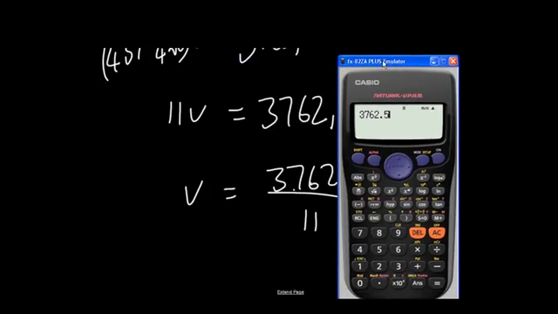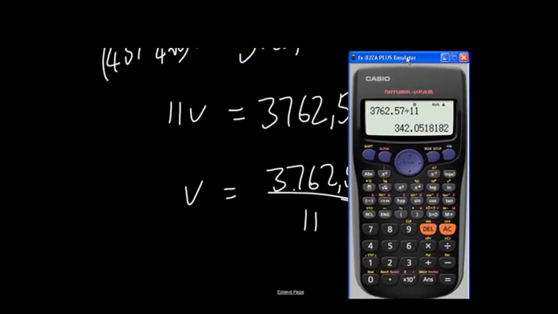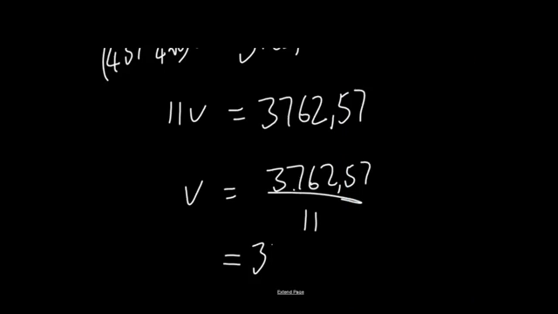3762,57 divided by 11, and we get the speed of sound in this experiment was 342 meters per second, 342,05. If I'm doing two decimal places, it didn't tell me how many decimal places, but I guess that I should really write it as 342,05 meters per second. Okay, there we go. We've worked out the speed of sound, given the information we have.